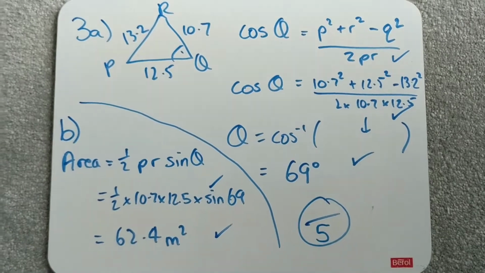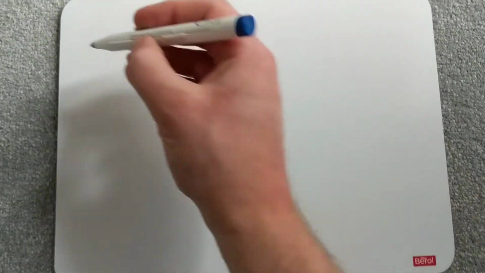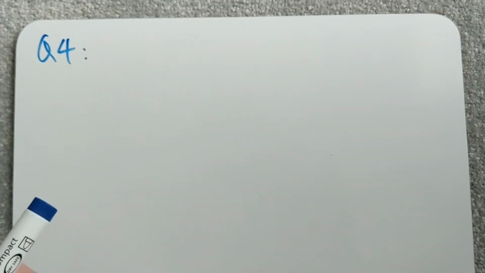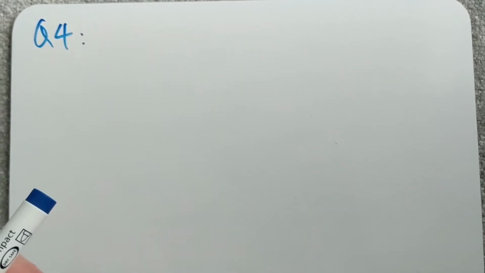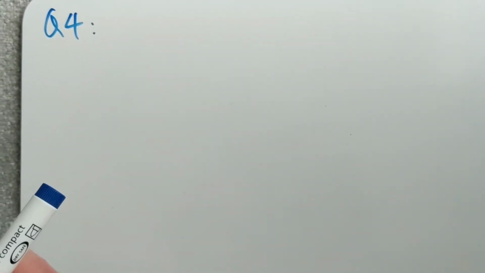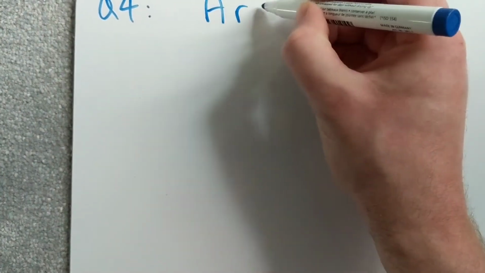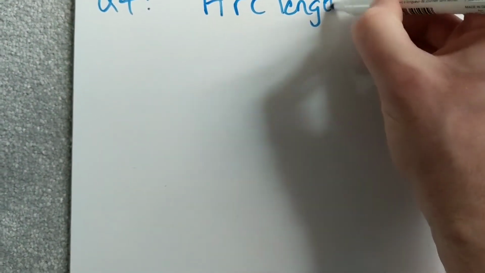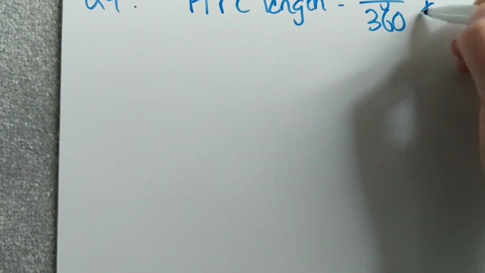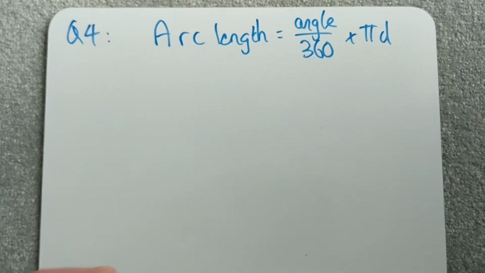Alright, question 3. Okay, question 4. In question 4, you're given a kind of sector part of a circle, but you're told its arc length is 21.95, and you've got to work out the angle in the sector. So, because it mentions arc length, arc length equals angle over 360 times pi d. That's your arc length formula.